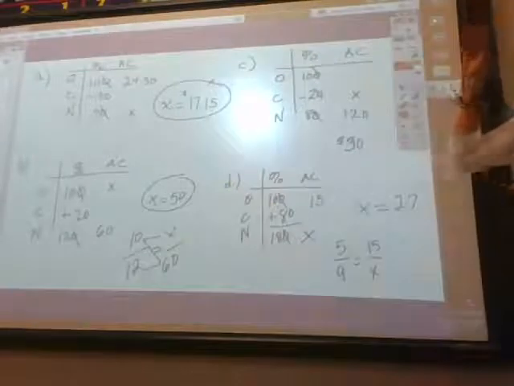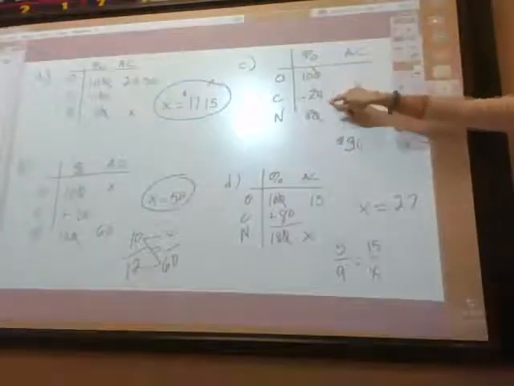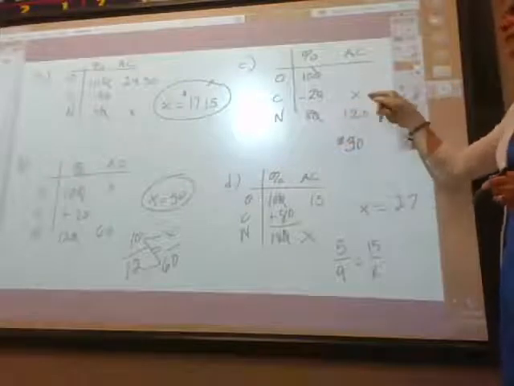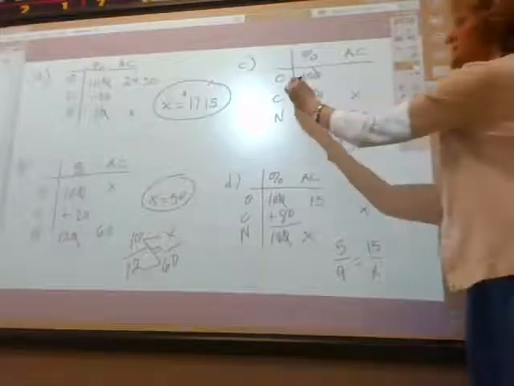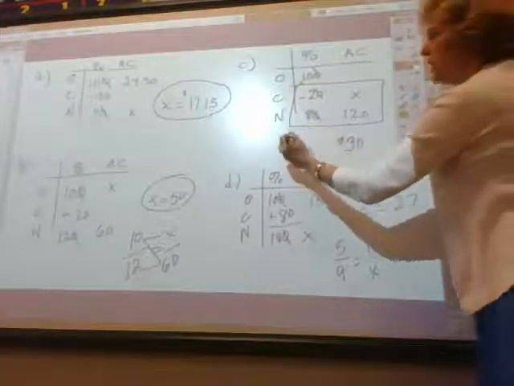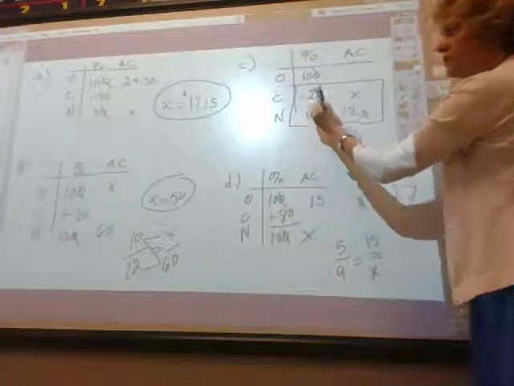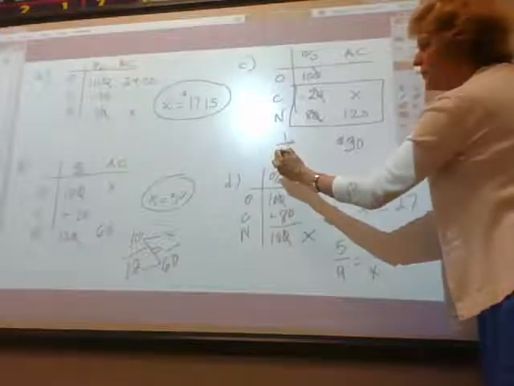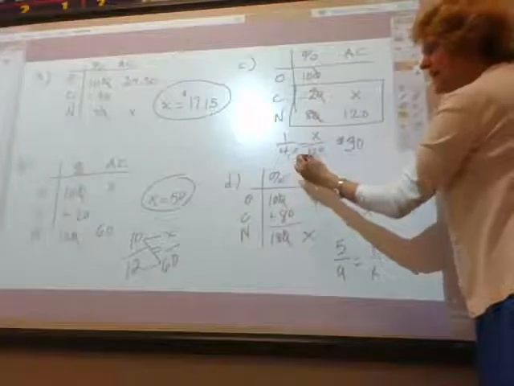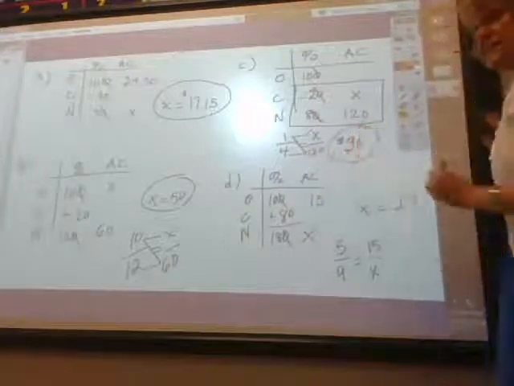All right, for C, I had a 20% decrease. The new price for the bikes was 120. I'm looking for how much I saved. So in this case, I actually want this box. So I could reduce the 20 over 80 as 1 over 4 equals x over 120. And so I get x is $30.